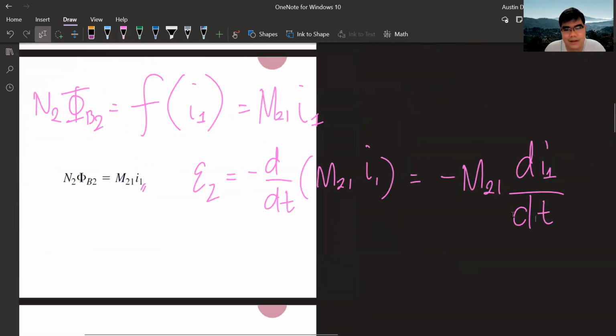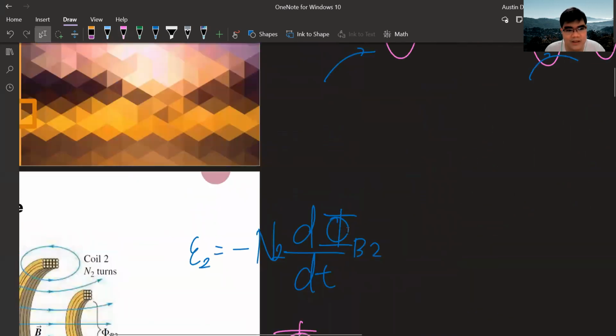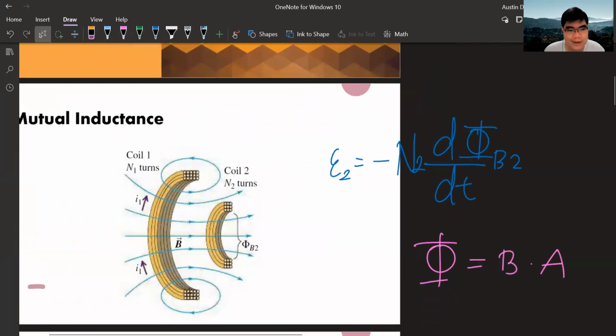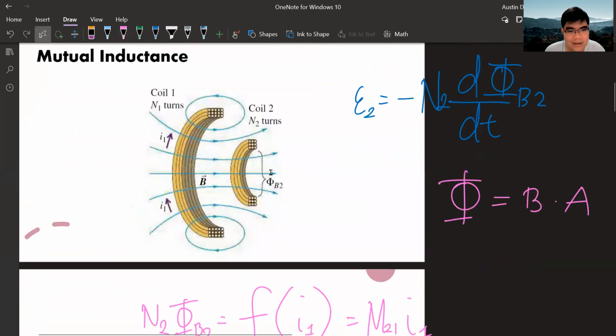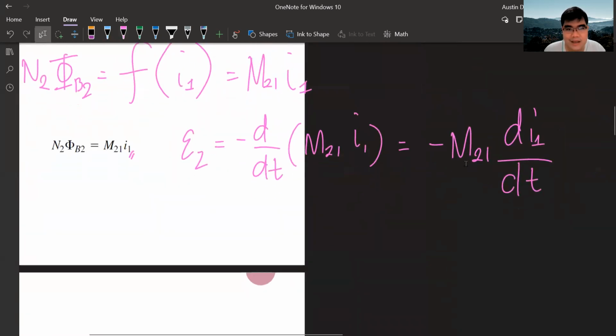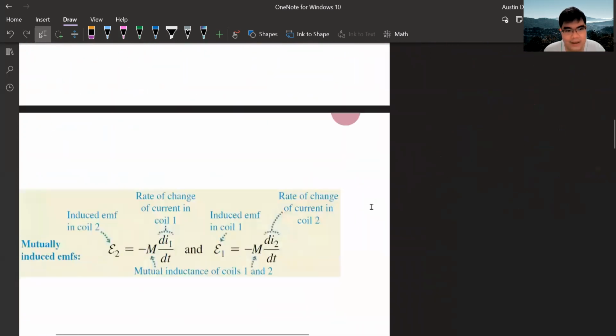It turns out na kapag binaliktad natin yung system, no? Let's suppose that the coil number 2 has the current and coil number 1 doesn't have current. It turns out that this constant M is just the same for both coils. Okay? You can do it by yourself, pero okay na yan. Sige.